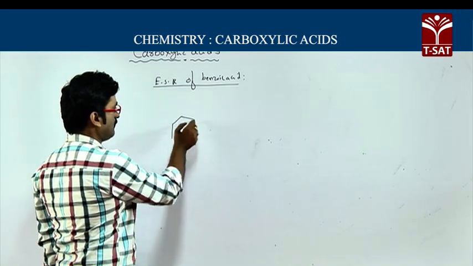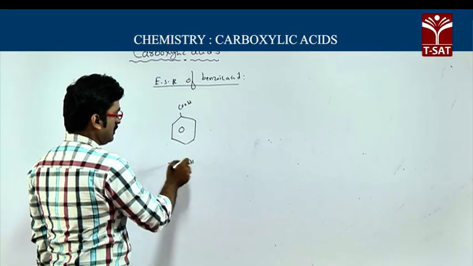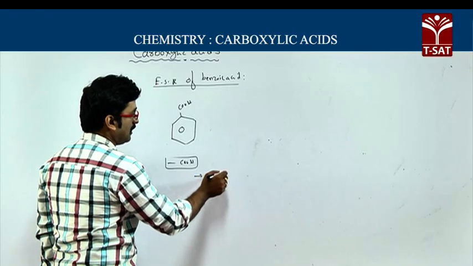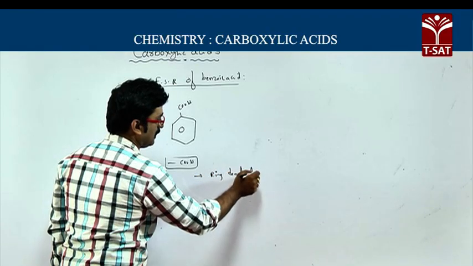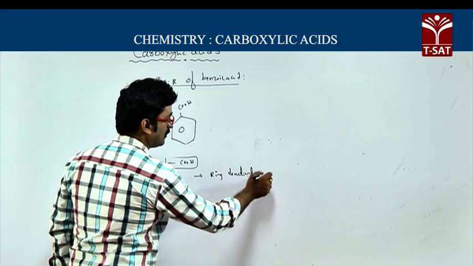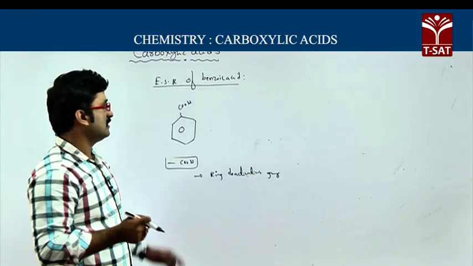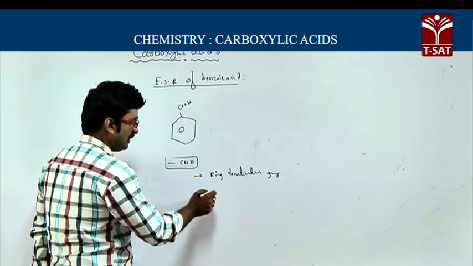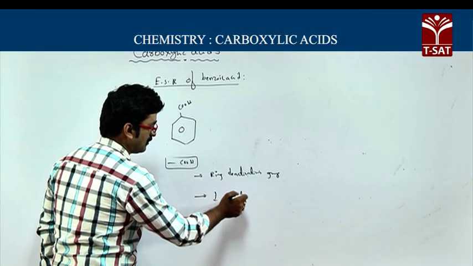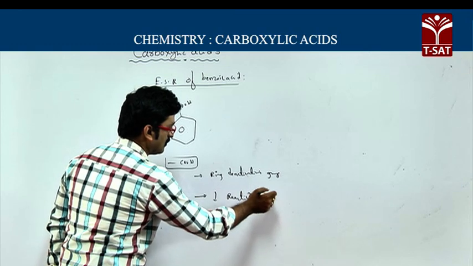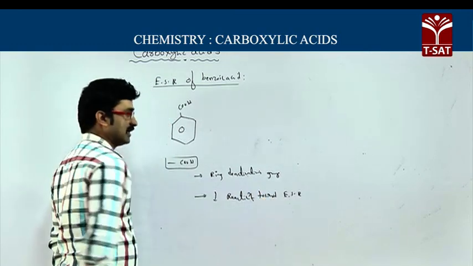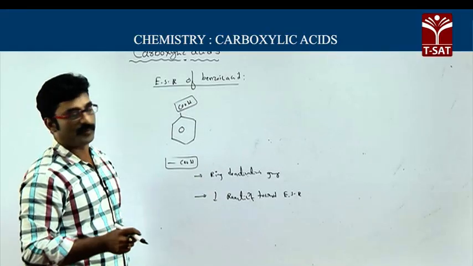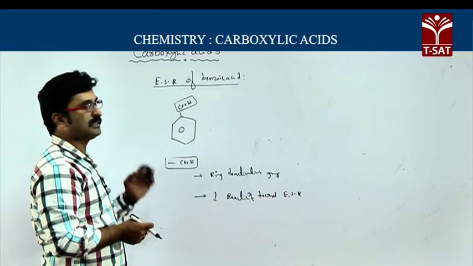Now, in benzoic acid, the COOH group is a ring deactivating group. It means it decreases the electron density in the benzene ring, and it decreases reactivity towards electrophilic substitution reactions. Okay. So, in benzoic acid, this COOH group is a ring deactivating group. It deactivates the ring by decreasing the electron density.